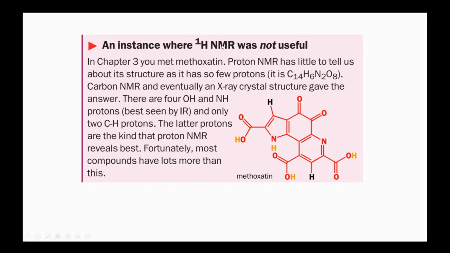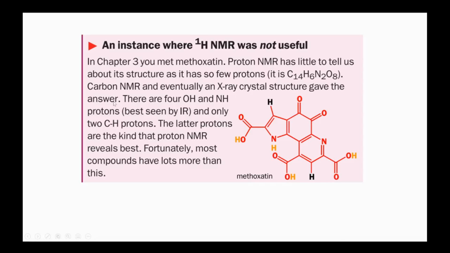Here is an instance where Proton NMR was not useful. It's not always that Proton NMR will be excellent, but in most of the cases Proton NMR gives very useful information regarding the structure elucidation and characterization of organic compounds. In chapter 3 you met methoxetin, chapter 3 of the Clayden book. Proton NMR has little to tell us about its structure as it has so few protons. It is C14H6N2O2, that's the molecular formula of this methoxetin. Carbon NMR and eventually an X-ray crystal structure gave the answer.